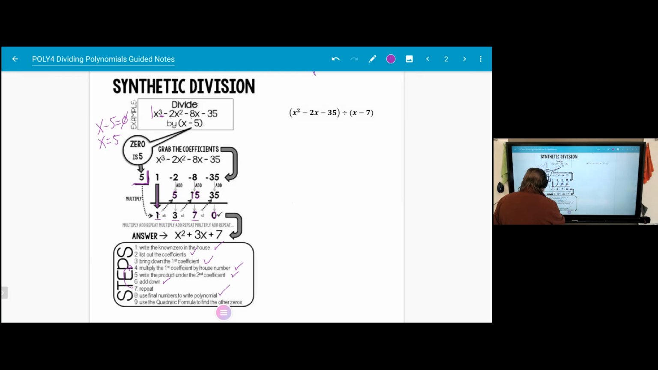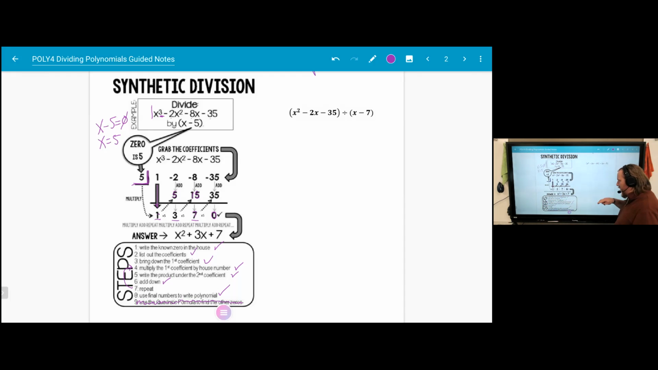I'm not going to ask you to find the other zeros. We could, but I'm not going to ask you to do that right now. What I am going to ask you to do is try this again here. I've got x squared minus 2x minus 35 divided by x minus 7.